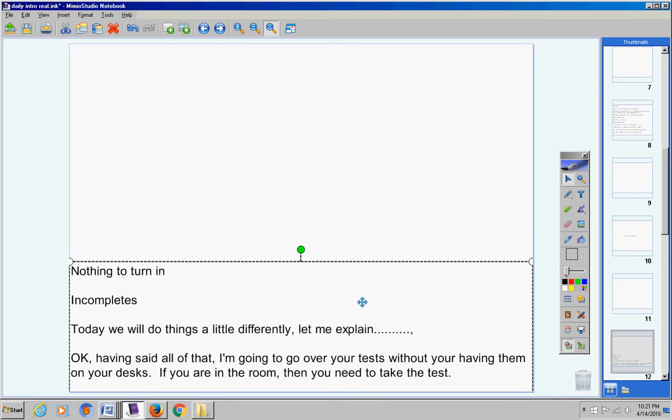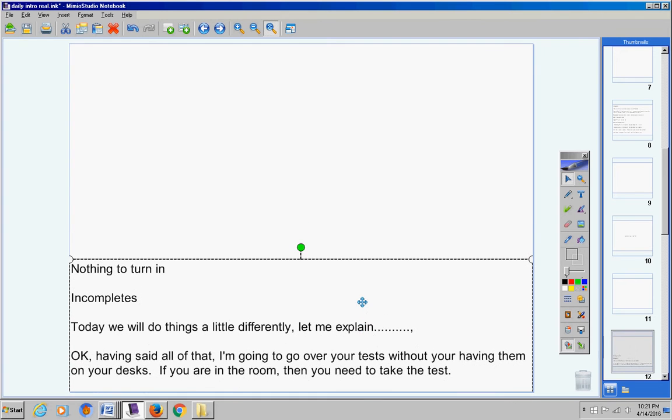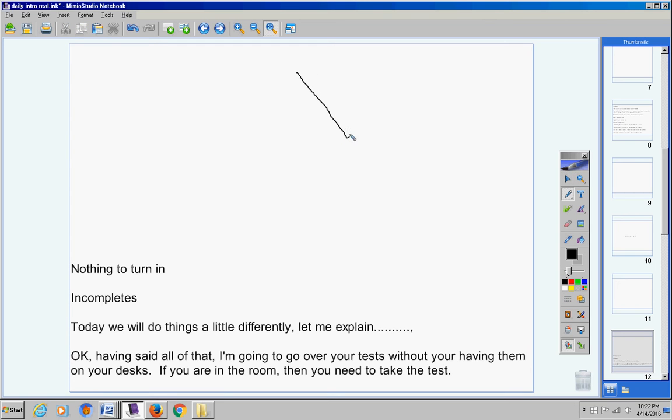Okay, students, let's go over your test. If you're in the room, you need to take the test, and here we go. If you'll notice, all of these problems, numbers 17 through 21, are all special triangles. They're all either 45, 45, 90, or 30, 60, 90 triangles. Now, look at the first triangle. First triangle looks like this, okay?